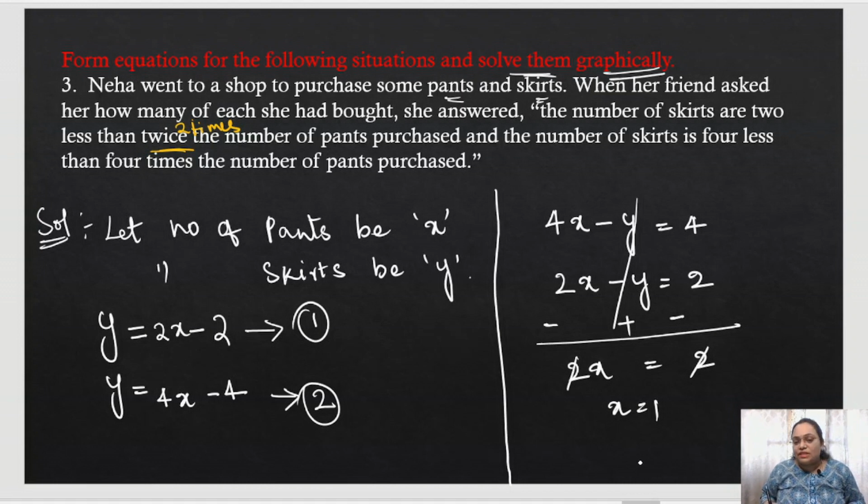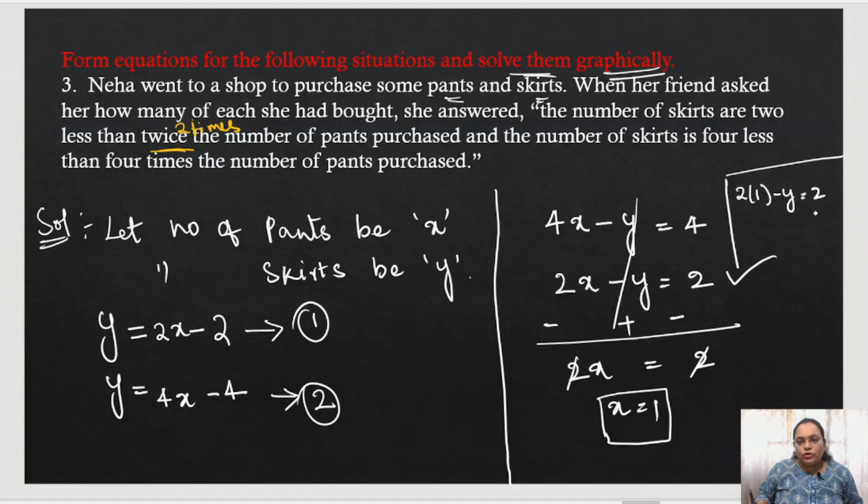Now let us substitute x is equal to 1 in this equation. So you will get 2 of 1 minus y is equal to 2. So 2 minus 2 is equal to y. You will get y is equal to 0.